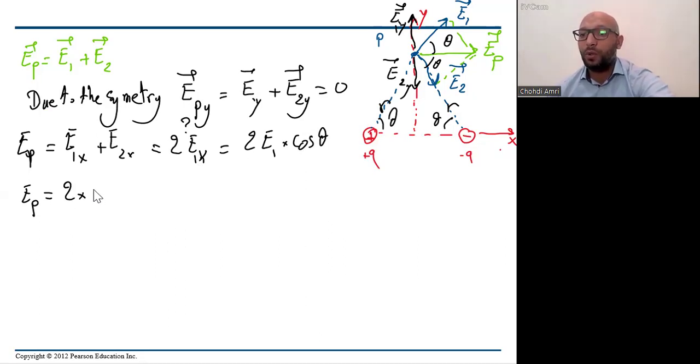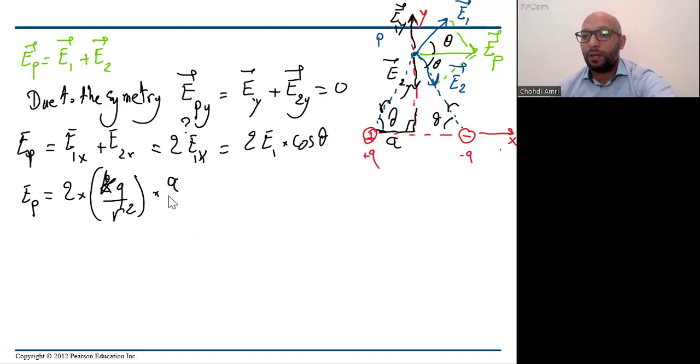So this is the total field at the point P. It's 2 multiplied by E1, which is kq over r squared, multiplied by cosine theta. Cosine theta, as you know, is the adjacent of the angle divided by the hypotenuse. What is the adjacent of this angle? The adjacent of this angle is a. Here we have the right angle. And what is the hypotenuse?